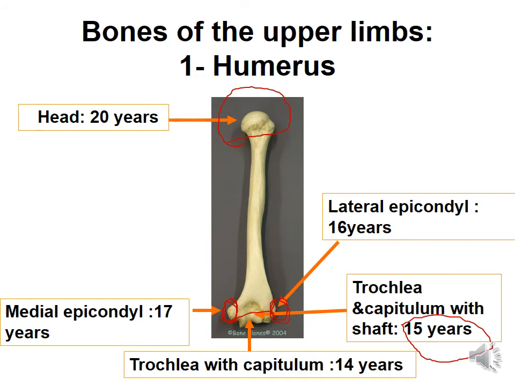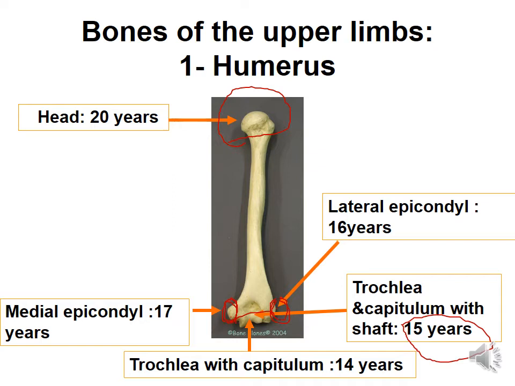The bones of the upper limbs. In the upper limbs, we have three bones. The bone of the arm is called the humerus, and the two bones in the forearm are called the ulna and radius. When it comes to the humerus, these are the ages of the union of the different parts of the humerus. The first to occur is the union between the trochlea and capitulum.